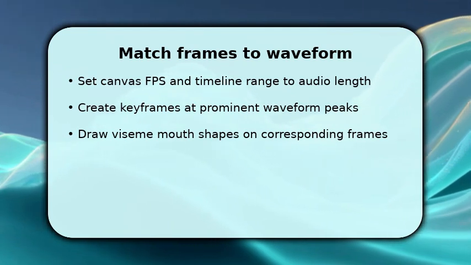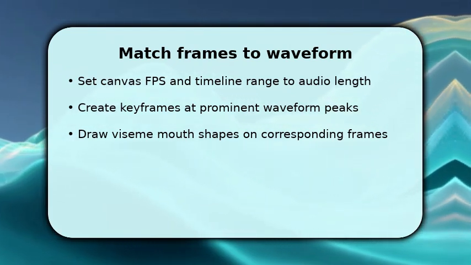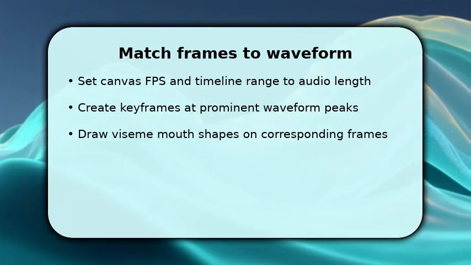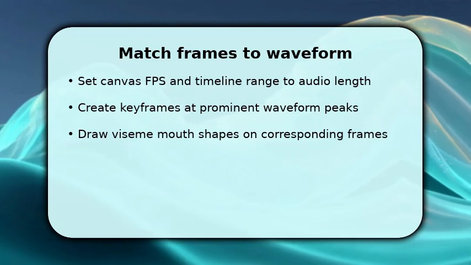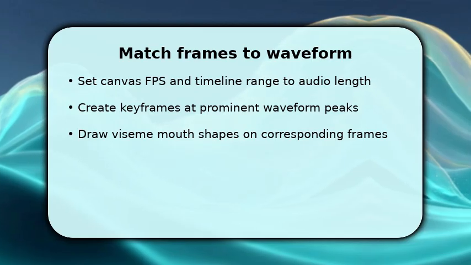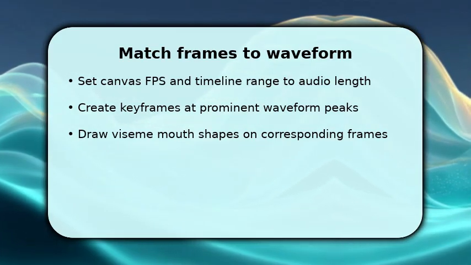Set the canvas FPS to match your desired timing and extend the timeline to the audio length. Next, place keyframes at prominent beats and phoneme onsets so you lock visual changes to sounds. Draw the appropriate viseme mouth shapes, open, closed, rounded on those frames, vary secondarily with eyebrow and eye motion.